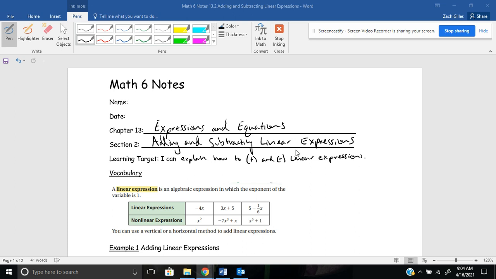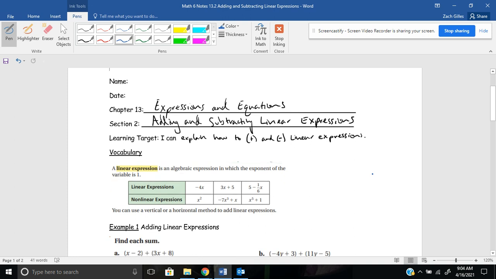Now in this section we're going to look at actually being able to combine a couple expressions, or add and subtract expressions. For our learning target today, we have I can explain how to add and subtract linear expressions. And I'll go over a couple different methods with you today.